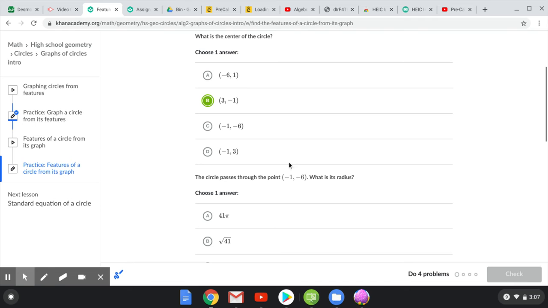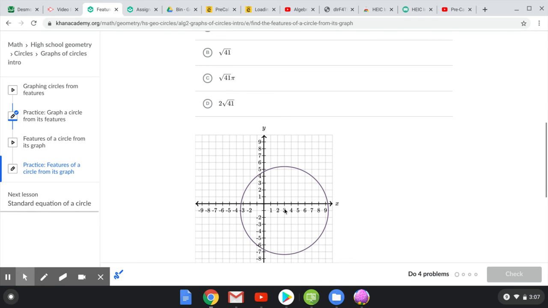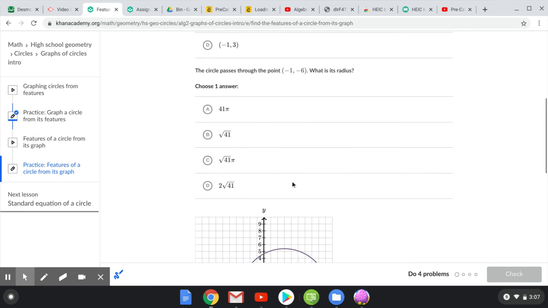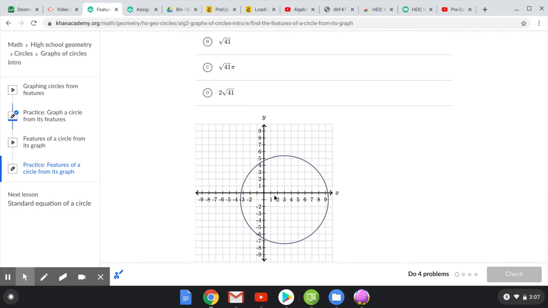So we know that the radius is the distance, right, from the center to any point on the outside. And we're told that -1, -6 is on the circle. That's this point right here. We're told that that's on the circle. So the distance from here to the center that we found has to be the radius.